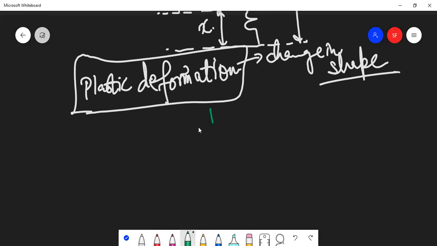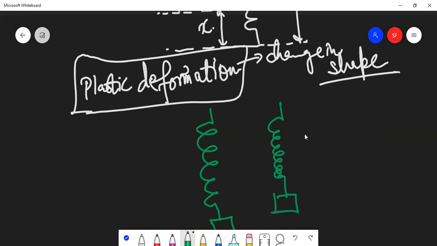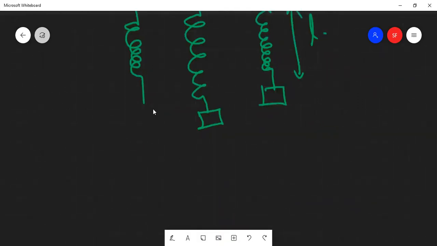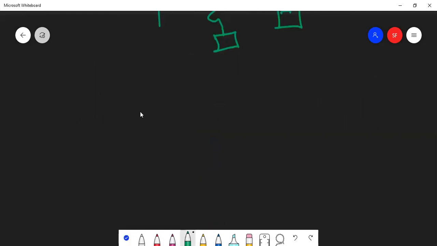So if a spring is hyperextended, then if the force is removed, it will return back not to the original length, but rather it will have a length which will be greater than the original length. If this was the original length, this length would become permanently increased if it is extended beyond the elastic limit. And if the spring is extended beyond the elastic limit, then the graph also changes.